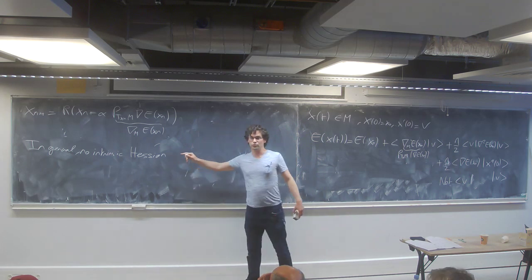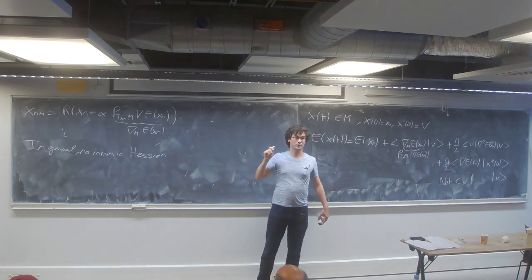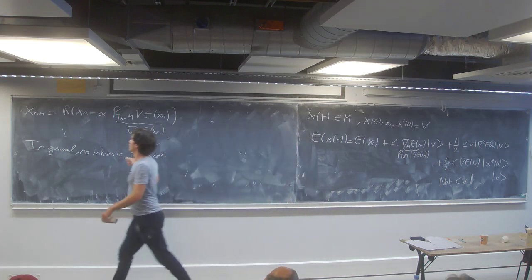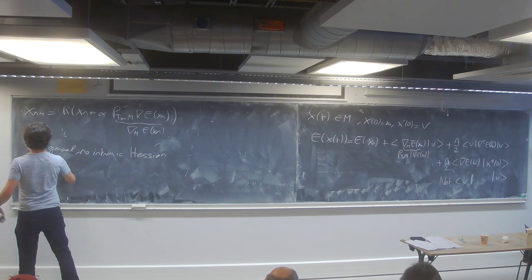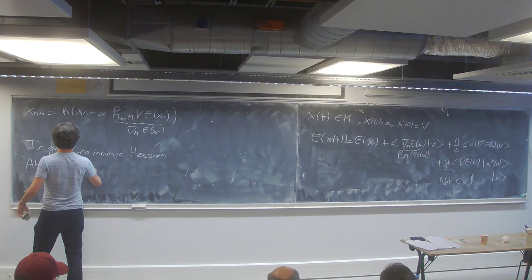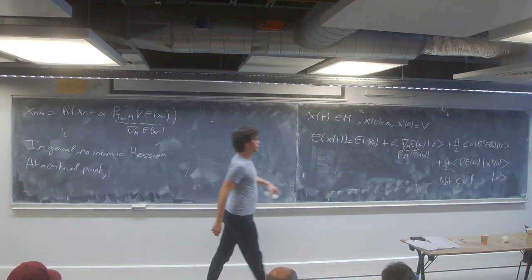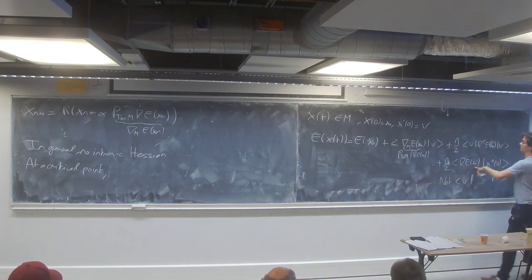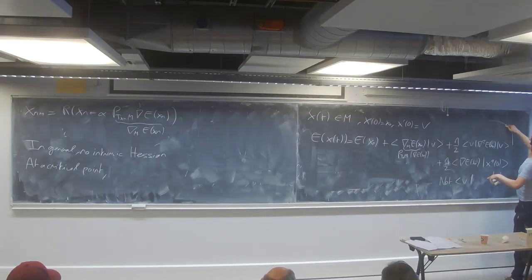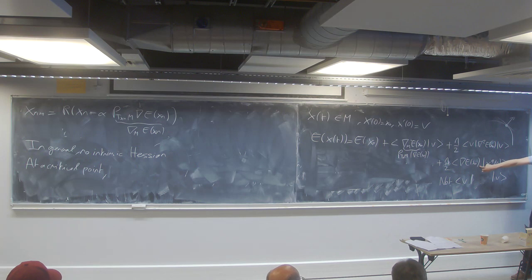But the good news is that there is a good intrinsic Hessian at the critical points. At the critical point, there is a nice thing occurring. Remember, this guy is always orthogonal to the tangent space. So this thing is fine. We like this thing. It's a quadratic form in v. This thing we don't like because of that term. But at a critical point, the gradient is orthogonal to the tangent space, and therefore this only depends on the normal component of the acceleration.